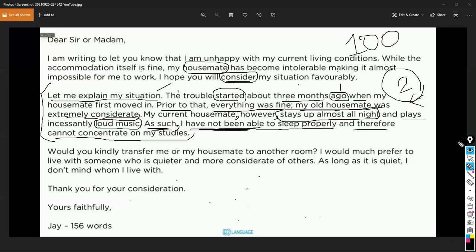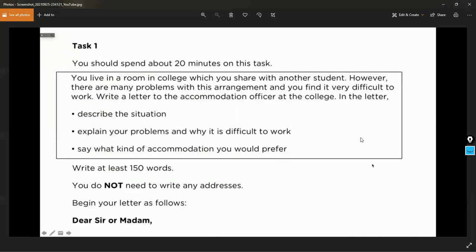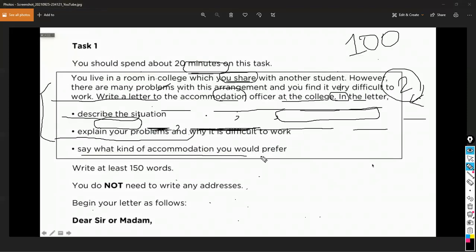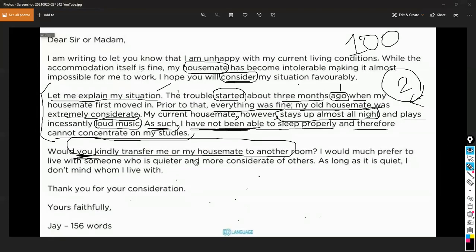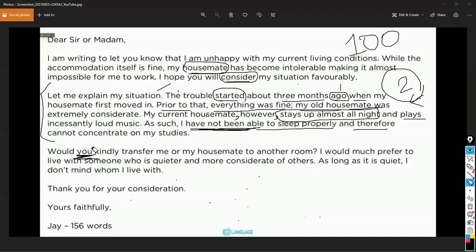Now what do you want, dear student? Please, I want something from you. I need to ask you about another room just to live in. I cannot focus. I cannot study. Now let's see the way to ask something in a polite way because it is formal. Would you please, could you kindly transfer me or maybe my housemate to another room? Asking a question in a polite way. Let's imagine that you want to ask your friend.